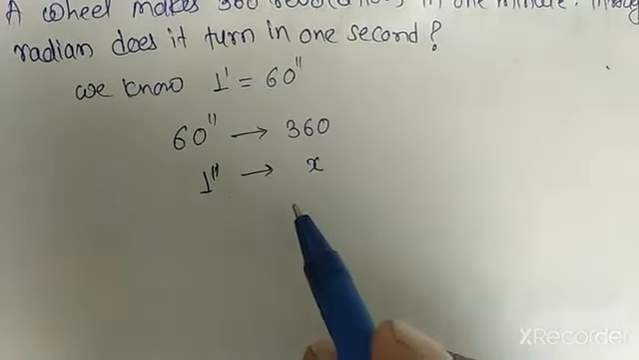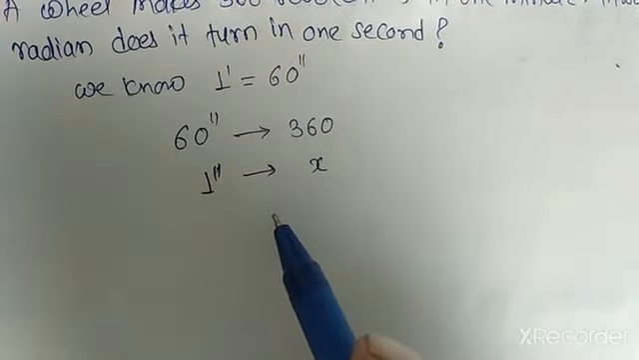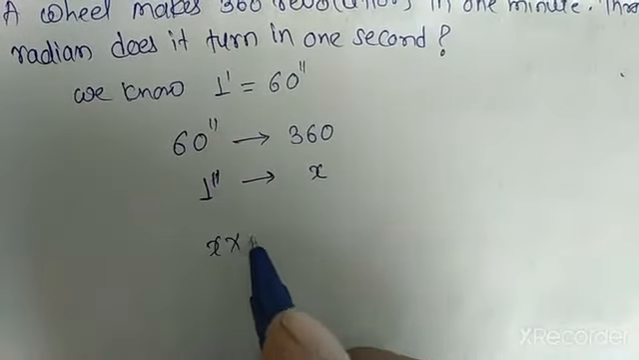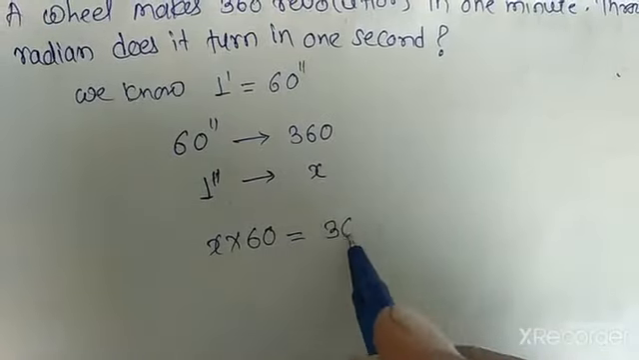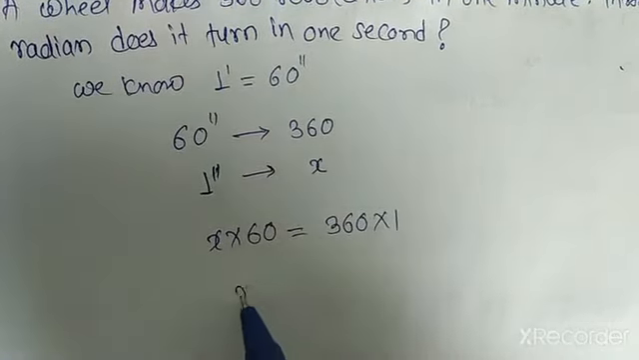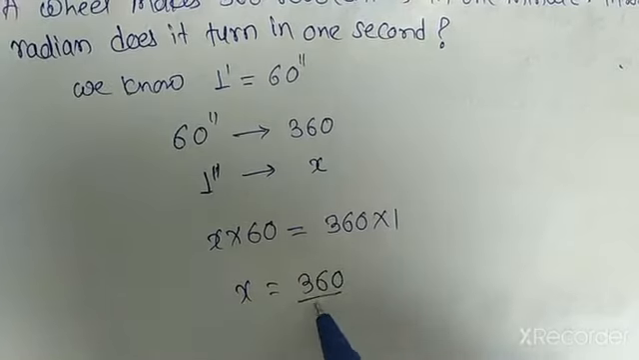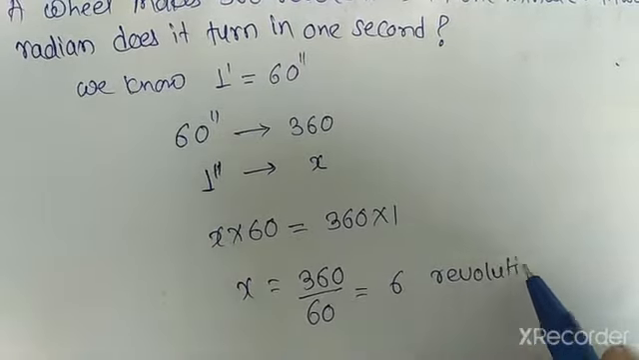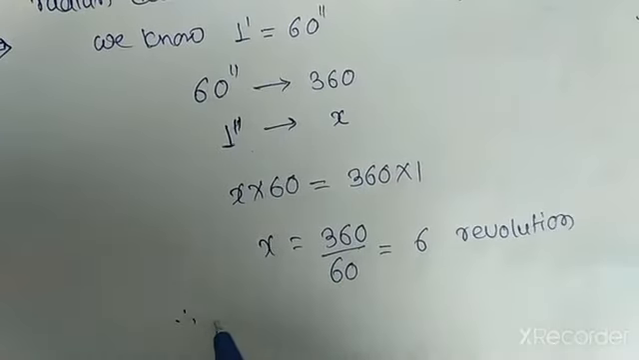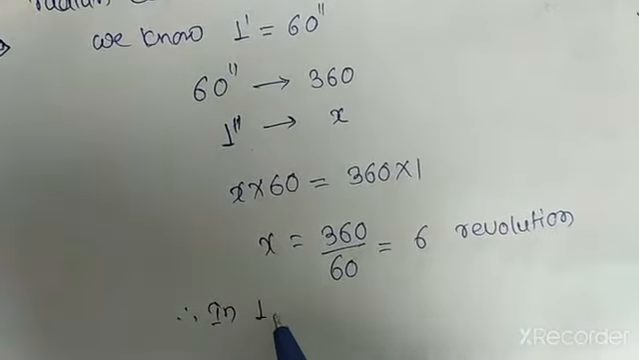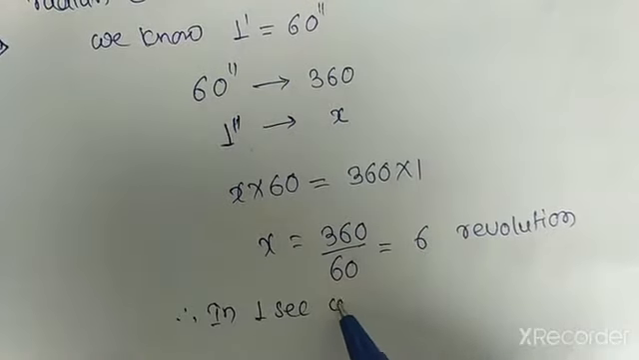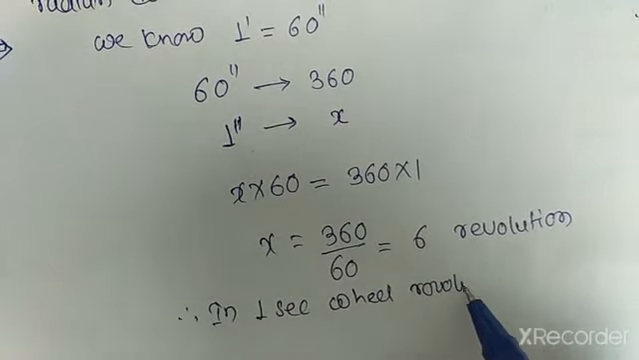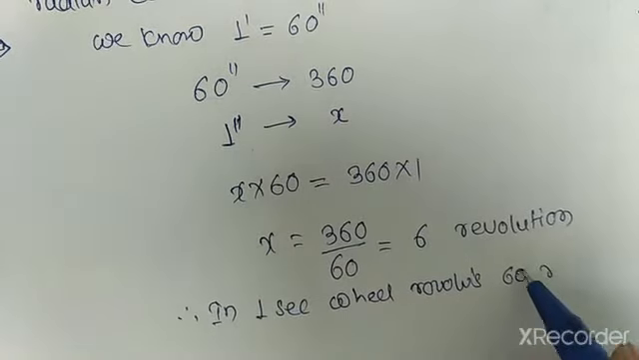Okay, we have to find the revolution. First we find the revolution, and after that we will convert into radian. So here it can be written as x into 60 is equal to 360 into 1, which gives x is equal to 360 upon 60, which is equal to 6. So therefore in 1 second the wheel revolves 6 revolution.